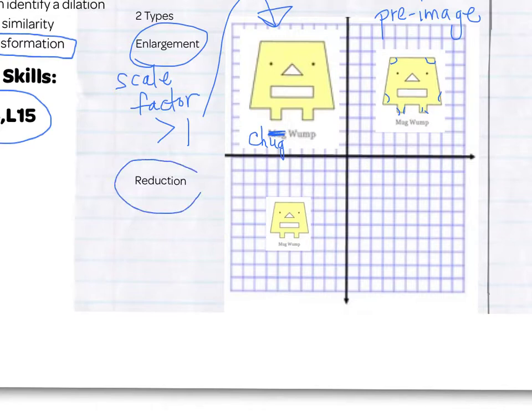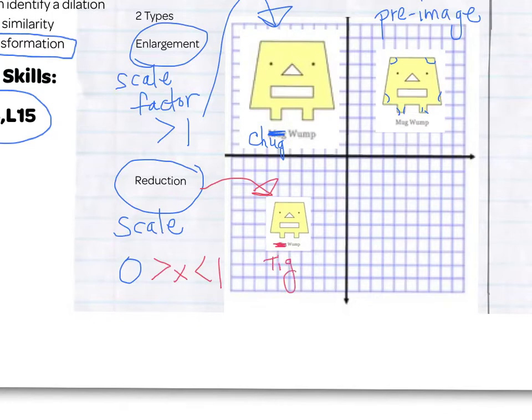All right, so the second one I want to talk about is going to be a reduction. Okay, so a reduction would be actually a scale factor that is between 0 and 1. So if I clearly have a reduction like I do here, then the scale factor is going to be, again, greater than 0, but less than 1. So in between those two whole numbers.